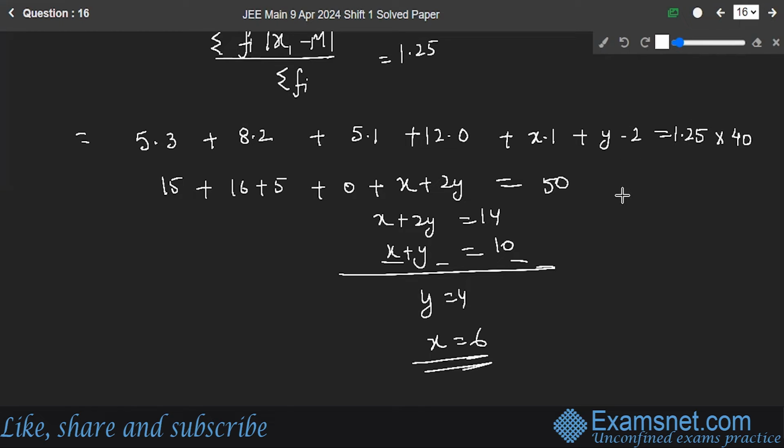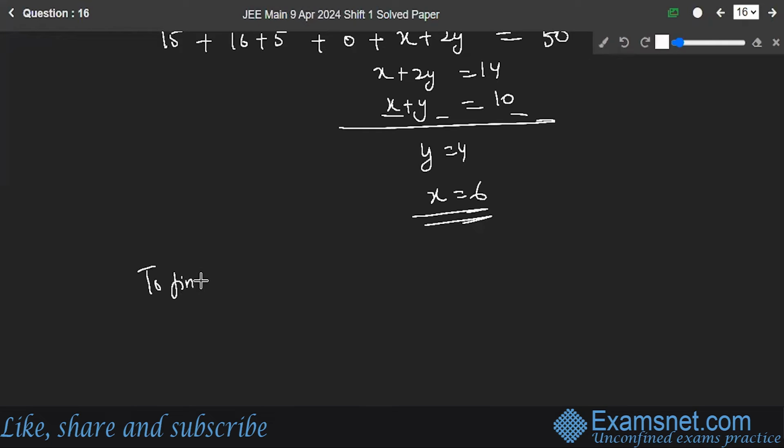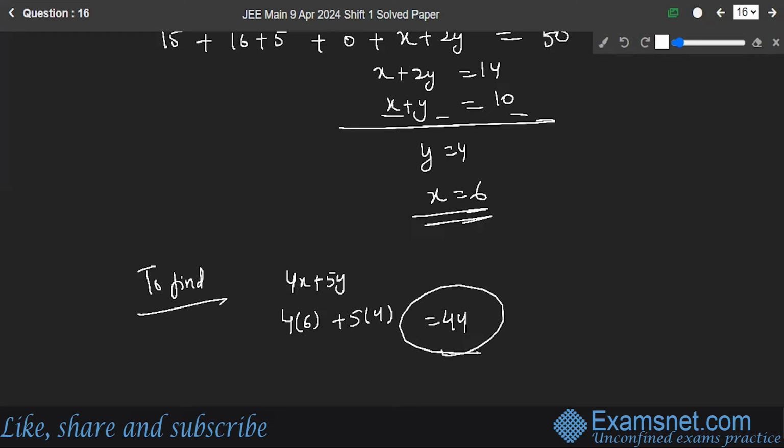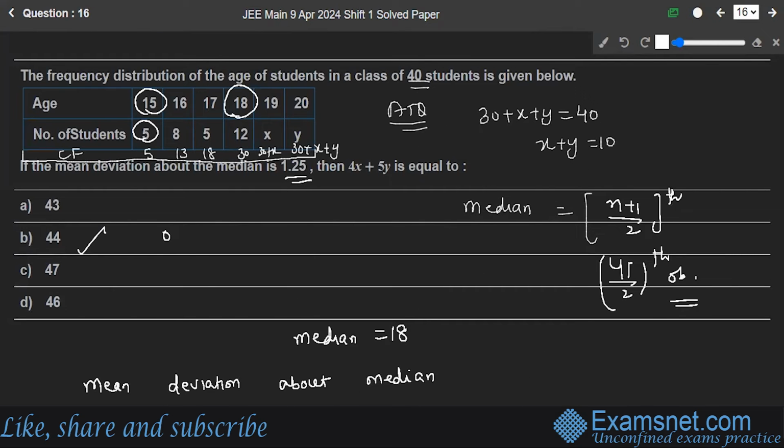And this, yes. So we have to find 4x plus 5y. So 4 into 6, 5 into 4. The answer is 44. So B option.